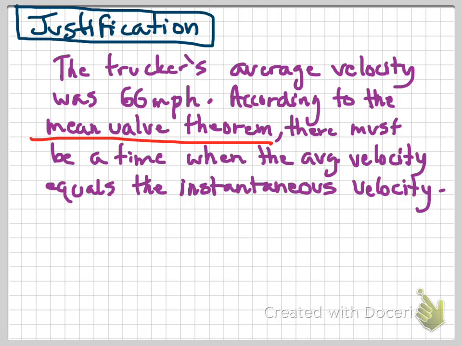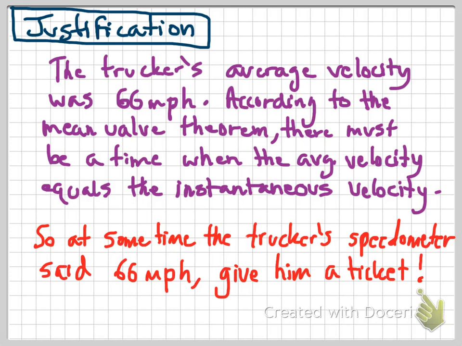I'm actually going to write a third sentence at the bottom. So at some time, the trucker's speedometer said 66 miles per hour. You should give him a ticket. Answer the question here. So the trucker's average velocity was 66 miles per hour, which means the speedometer must have said 66 miles per hour at some time. Give him a ticket. So those are applications of the mean value theorem. You can see we took a fairly simple problem here and made it pretty complex, but it's the idea that counts right now with the mean value theorem, just making sure you understand it.